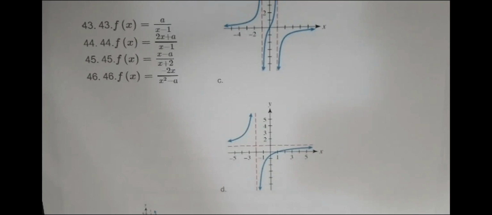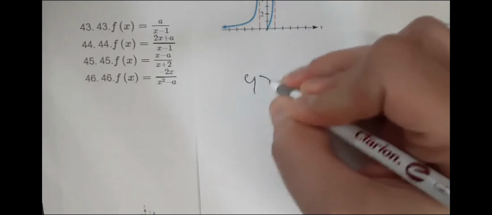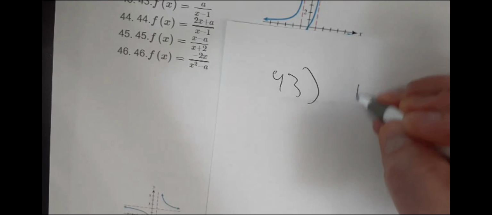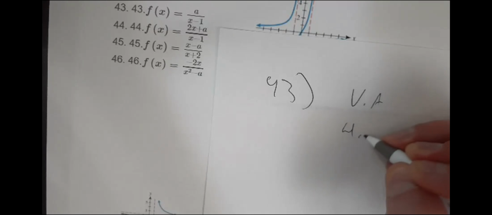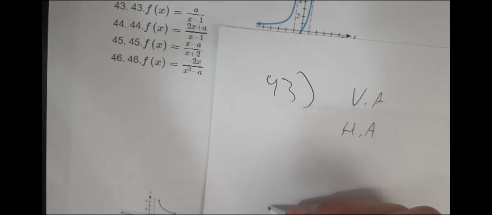Was that 41? 43 through 46. We got like 2 more. Okay. So these, they want us to match them with A, B, C, D. So what are some defining features? We probably want to know what vertical asymptote, we probably want to know what horizontal asymptote. Find it.